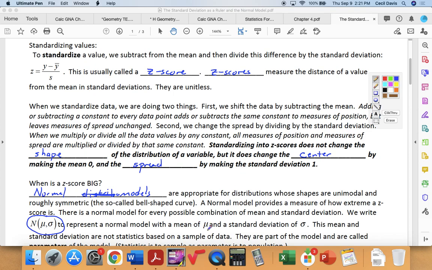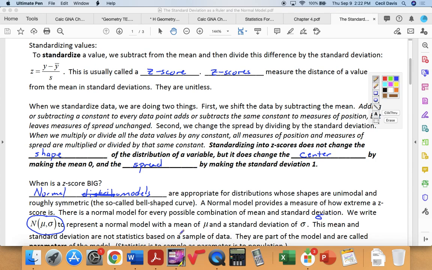The mean is this Greek letter. Anyone know that one? Mu. And a standard deviation, do you know this one? This is a lowercase sigma. I draw it like an almost sideways 6. Okay?